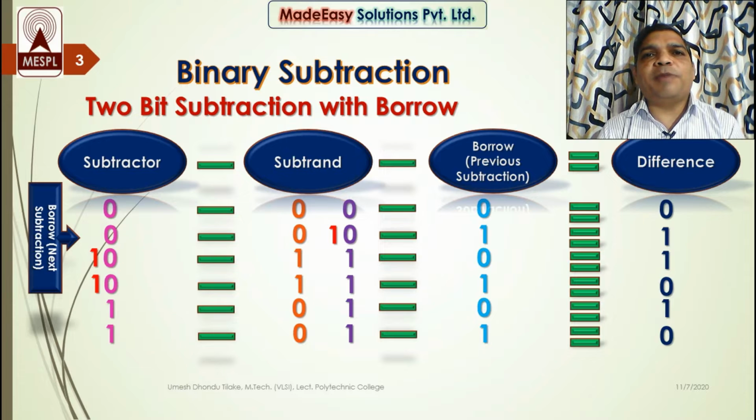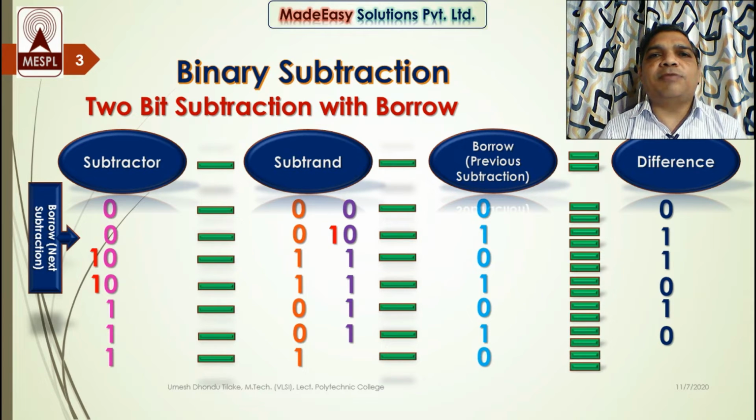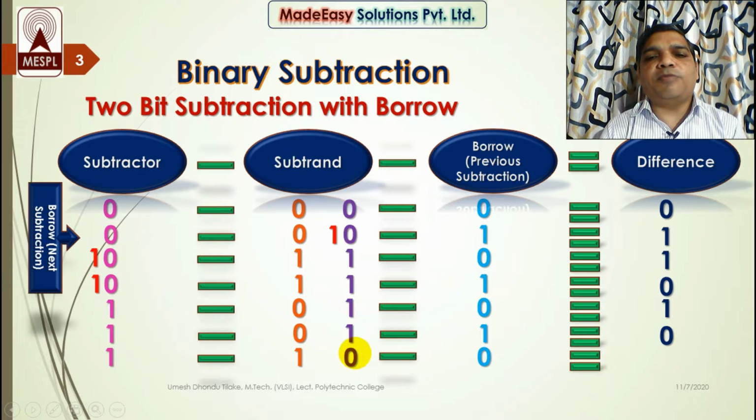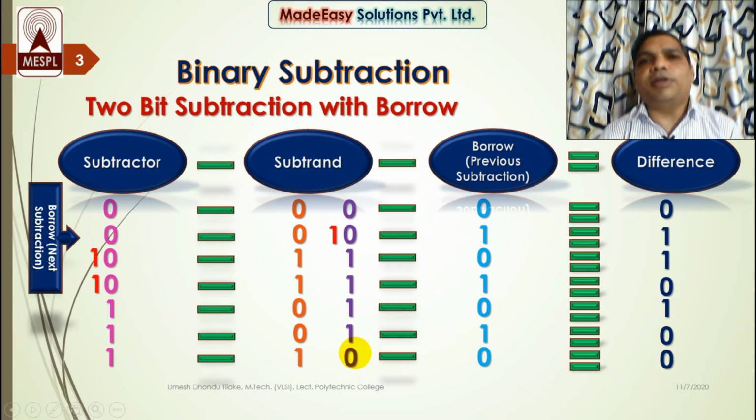Now our next possibility is 1 1 0. That means subtractor is 1, subtrahend is 1 and borrow given to previous subtraction is 0. So first subtract the subtrahend from the subtractor. So 1 subtracted from 1, I will get the result 0. Now subtract the borrow from the result. So 0 subtracted from 0, I will get 0 over here.